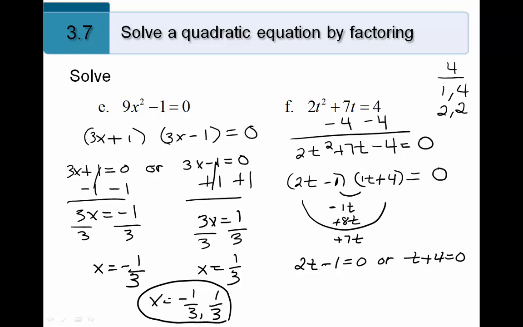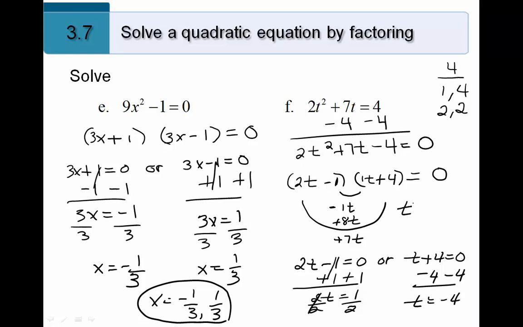So to solve for t here, I will add 1 to both sides. So 2t equals 1, and divide both sides by 2. So t equals 1/2. Here I will subtract 4 from both sides. So t also equals negative 4. And I'll just write my answer up here where I have a little room. t can equal 1/2 or negative 4.